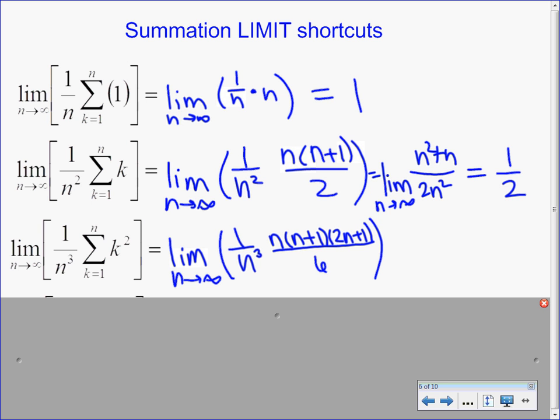Okay? Now, we don't really have to multiply this whole thing out because we have a pretty good understanding of rational functions. What is the degree of the numerator? The degree is 3. We're going to have n cubed upstairs, won't we? Downstairs, our degree is 3. So we need to look at the coefficients. What is the coefficient of n cubed upstairs? 2. Downstairs? 6. So what's our limit? 1/3.